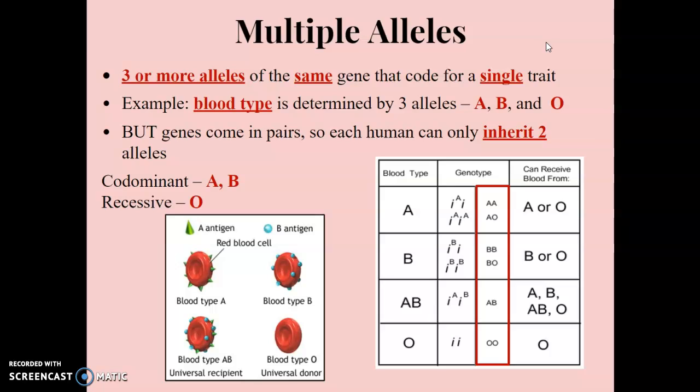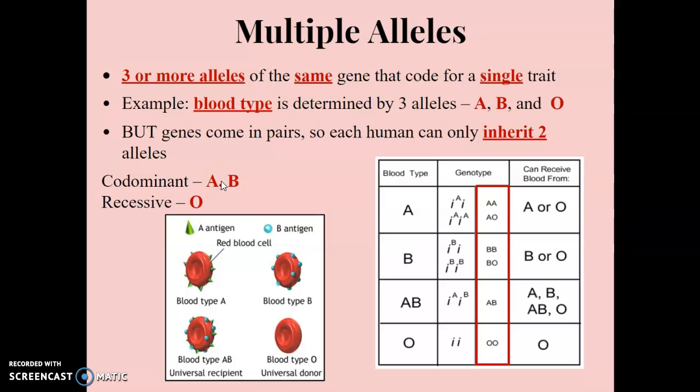Well, we know that these genes come in pairs. You get one from mom and one from dad. So each human can only inherit 2 alleles, even though there are 3 possible alleles out there in the population. We know that allele A and allele B are considered codominant, while allele O is considered recessive.